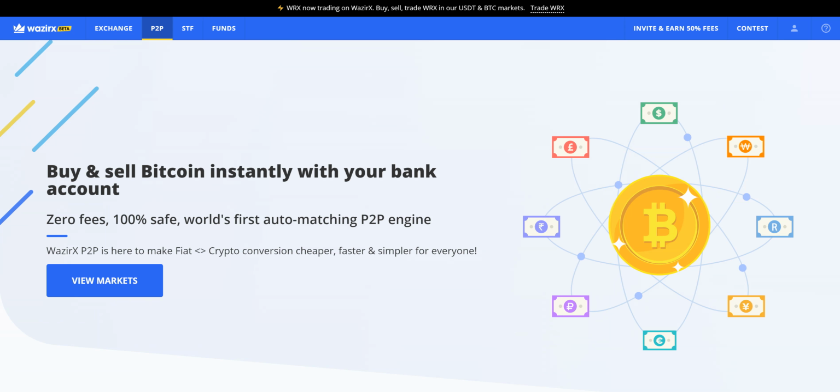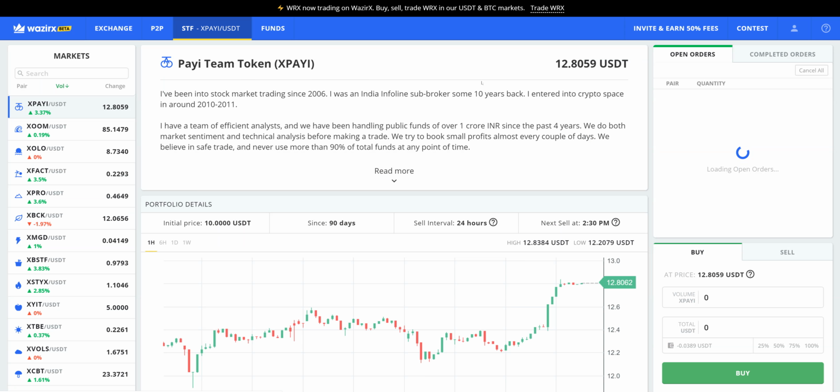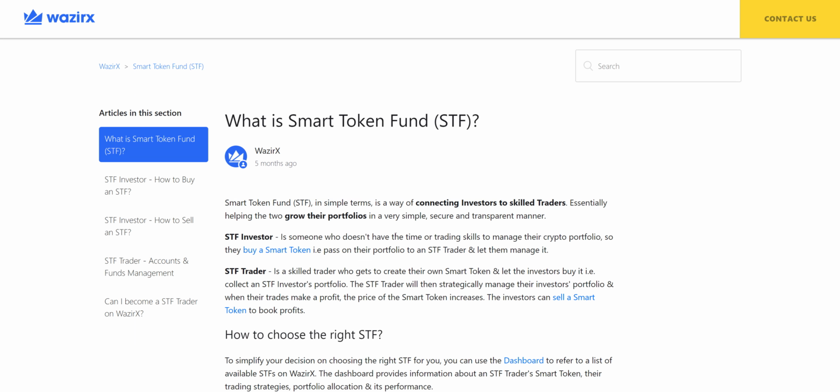So next, we're going to look at STF. As you guys can see, this looks like some sort of regular trading. But if you take a look over here, this is a smart token fund. So an STF, in simple terms, is a way of connecting investors to skilled traders, essentially helping the two grow their portfolios. So basically, you're copying someone else's trading. You're finding a skilled trader and you're buying a smart token, which is something that I believe they create or the exchange creates for them, and it allows you to basically copy their trades.